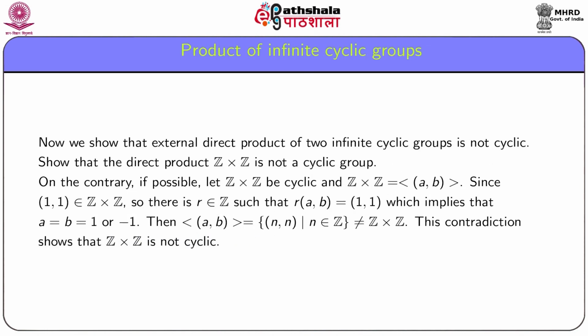Now, what about the product of infinite cyclic groups? We have already characterized a necessary and sufficient condition when the product of two finite cyclic groups becomes a cyclic group. Here we show that the product of infinite cyclic groups is not a cyclic group.